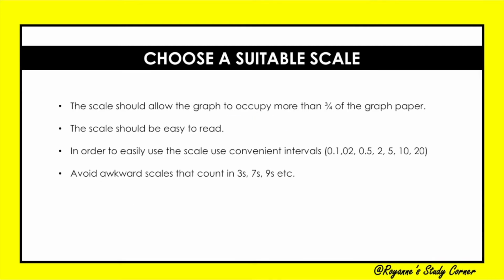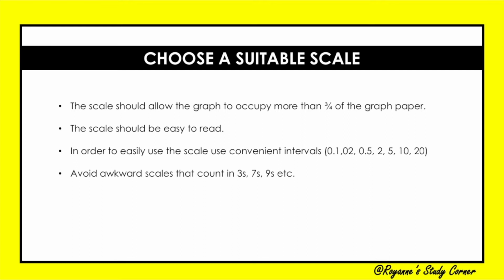Now the next step, and probably one of the most difficult parts, is to choose a scale. Now your scale should allow the graph to occupy more than 3/4 of the graph paper. Remember, we don't want a tiny graph in a corner of the graph paper. The scale should be easy to read, meaning we shouldn't have to be trying to figure out 3.336 or any sort of weird values like that.